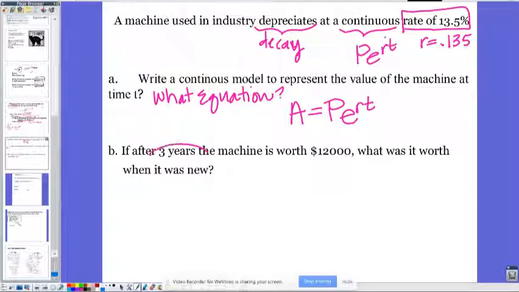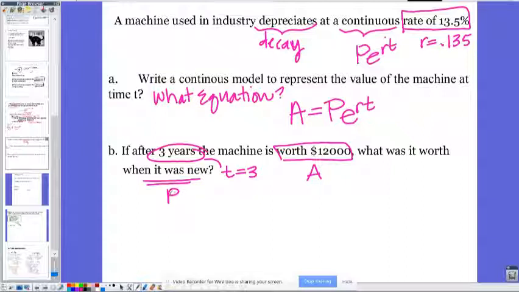So after 3 years, t equals 3, the machine is worth $12,000. This is A, and I know it's A because it's after 3 years, the time has already gone by. What the machine was worth when it was new is going to be P. So I'm going to fill everything out here. 12,000 equals P times e to the rate, the rate was 0.135, times the time, which was 3.